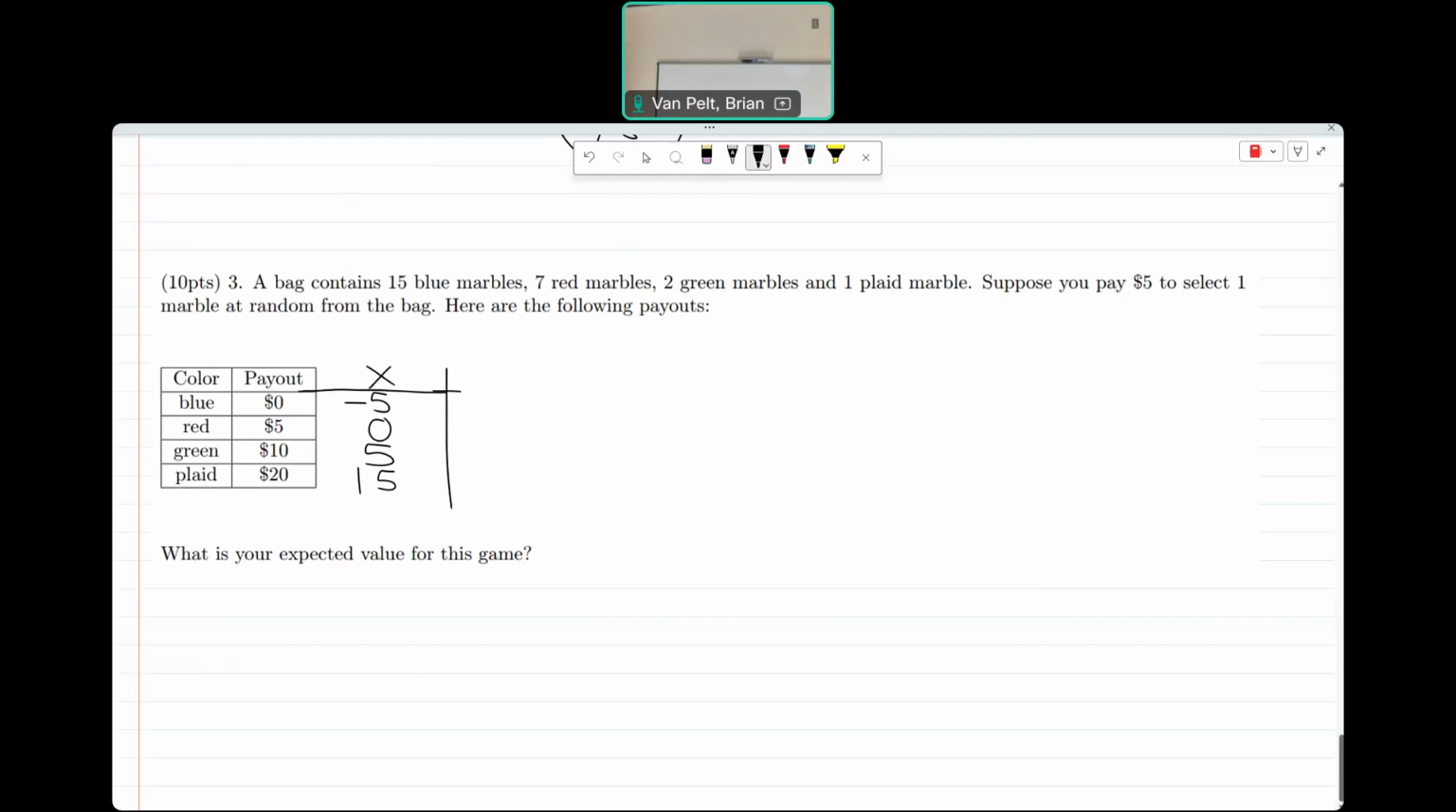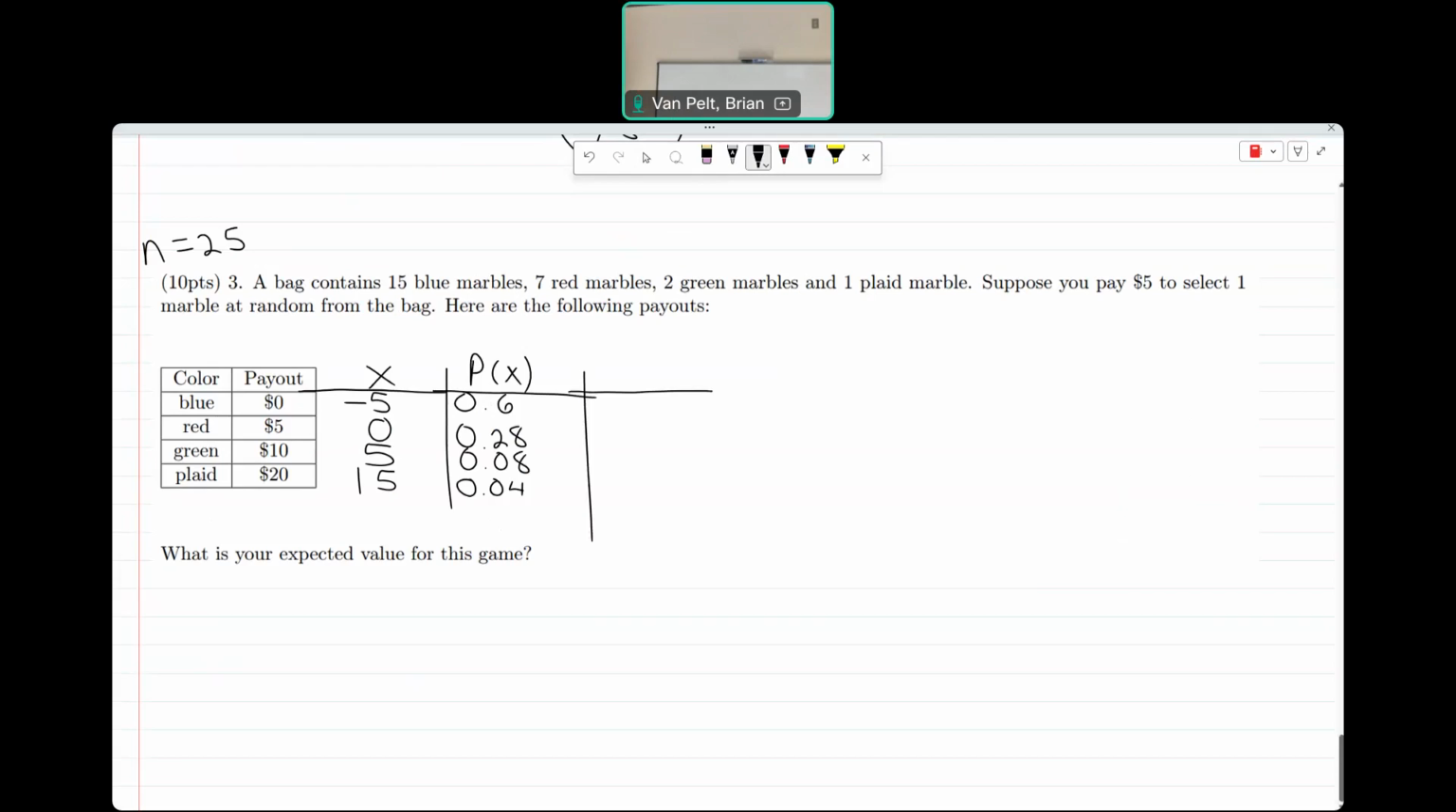The next column we need is the probability of each of those things happening. What was the probability of getting a blue one? N is 25 here. 15 out of 25, that's 0.6. I'm going to go with decimals. What's the probability of drawing a red one? 7 out of 25, that's 0.28. A green one? 2 out of 25 is 0.08. And finally, the plaid one, that'll be 0.04. This is where the game is designed. Notice the big payouts have very small probabilities.